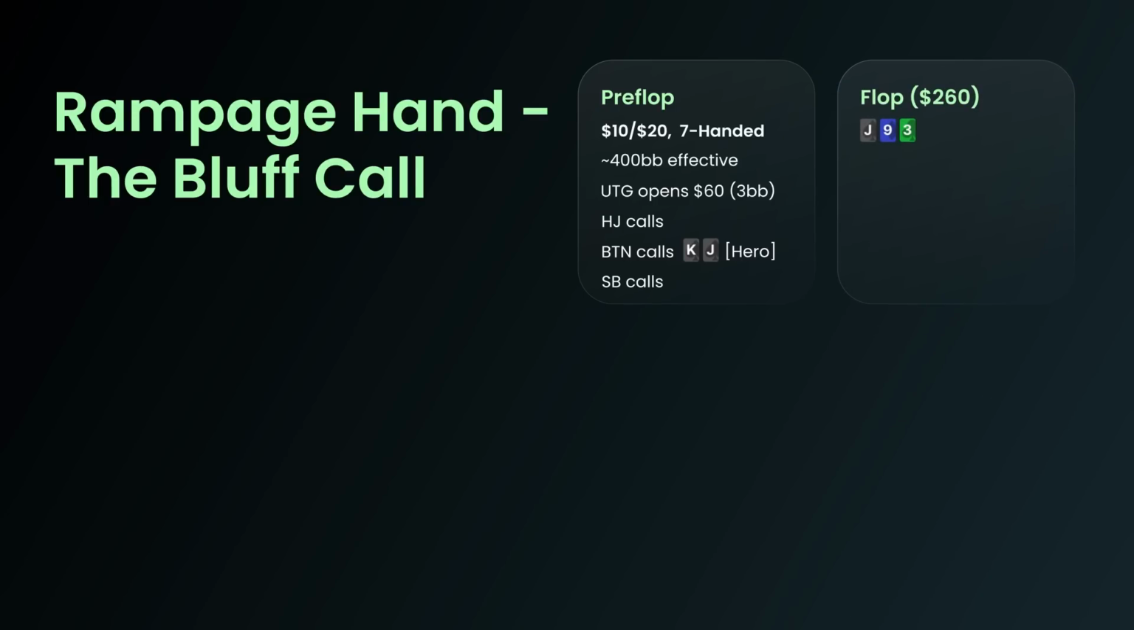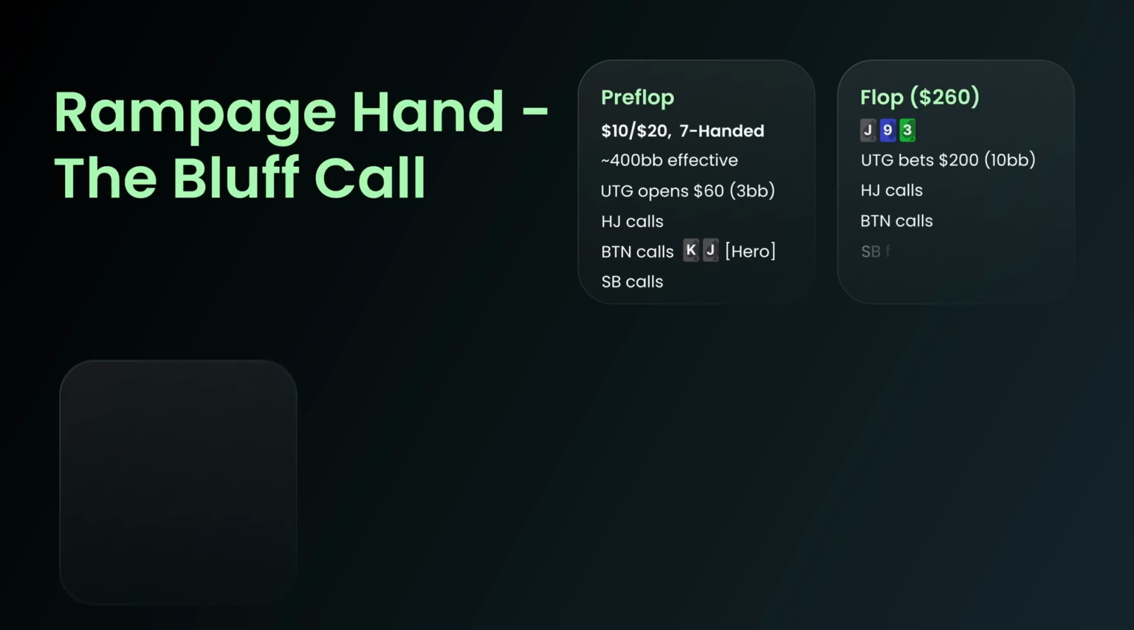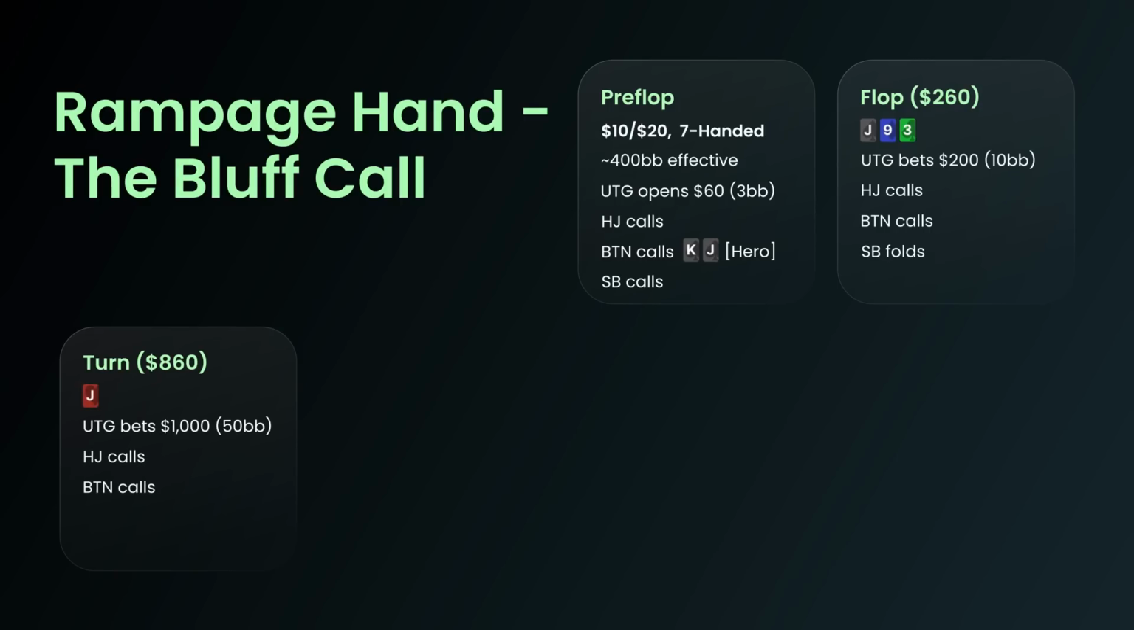On the flop, we have jack 9-3, and under the gun bets big, which is kind of weird for multi-way, 200 into 260. Hijack calls, Rampage calls on the button, small blind folds. Turn pairs the jack. Under the gun, again, betting really big. Overbets the pot, gets called by both players.